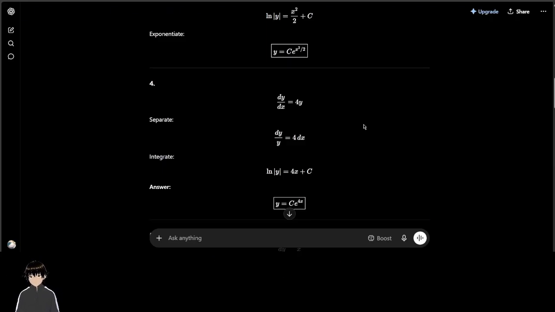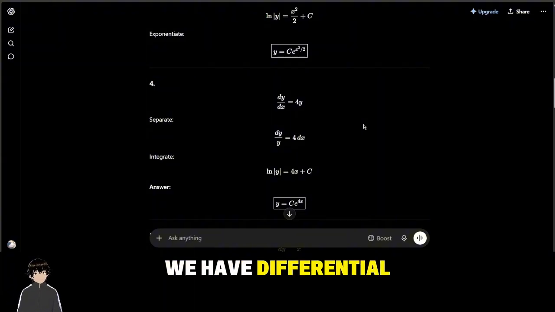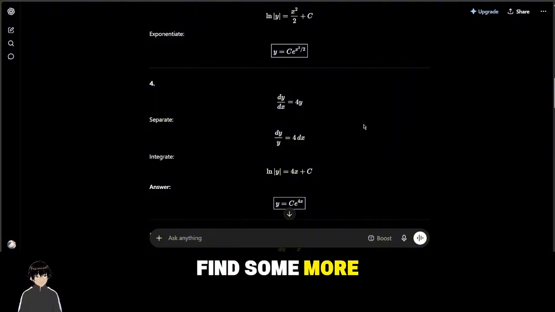I still don't understand how I was able to solve number 3. Yeah, differential equation. Therefore, divide by y and multiply by dx on both sides. Oh, so we have a logarithm once again. Integrate both sides of the equation. 1 over y dy equals dx, plus C.